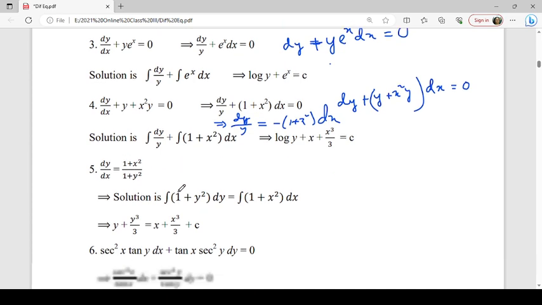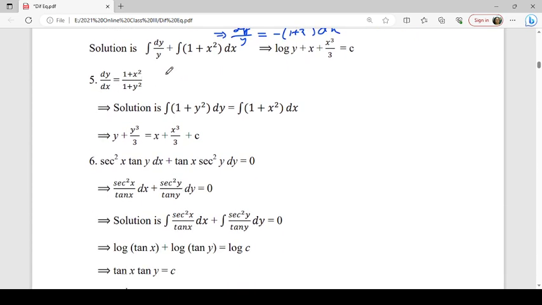So these are very simple. You cross multiply it, you will get 1 plus y square dy is equal to, on the right hand side, 1 plus x square dx. Then the solution is integration of 1 plus y square dy equals integration of 1 plus x square dx. Integration of 1 is y, integration of y square is y cube by 3, integration of 1 is x, integration of x square is x cube by 3.